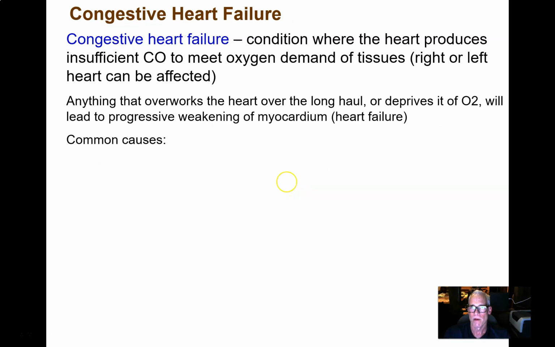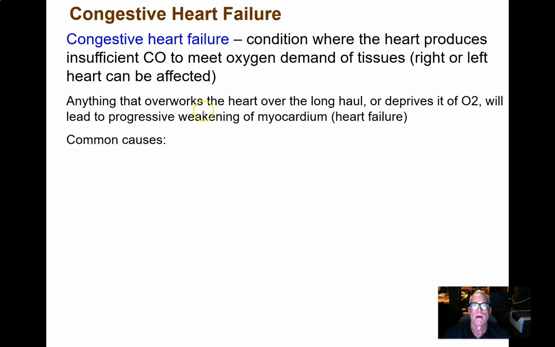Okay, our last topic for today, congestive heart failure. Kind of a dire thing, and actually a very, very common thing. Congestive heart failure is a condition in which the heart cannot produce enough cardiac output to meet the demands of the tissues. In other words, they're not going to get enough oxygen. When tissues aren't getting enough oxygen, we say they're ischemic. Ischemia, I-S-C-H-E-M-I-A. So that's what heart failure is. Can't produce enough cardiac output to meet the needs of the body.